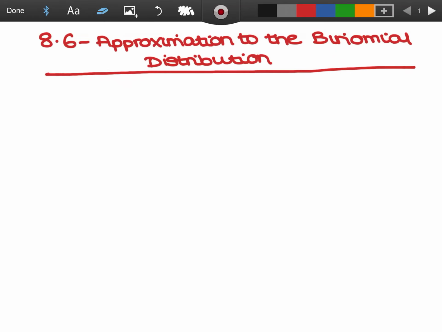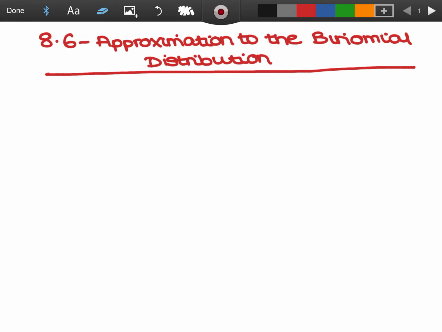Looking at 8.6, which is the approximation to the binomial distribution. What we want to do in this chapter is actually use that normal distribution, which is a continuous distribution, to approximate the binomial distribution, which is a discrete distribution. The reason that we really want to do this is think about when we had our binomial distribution.